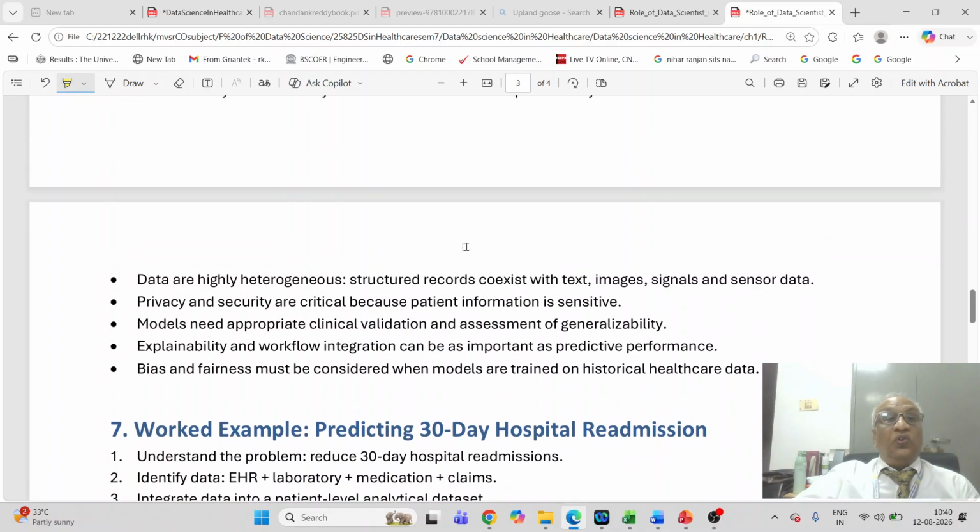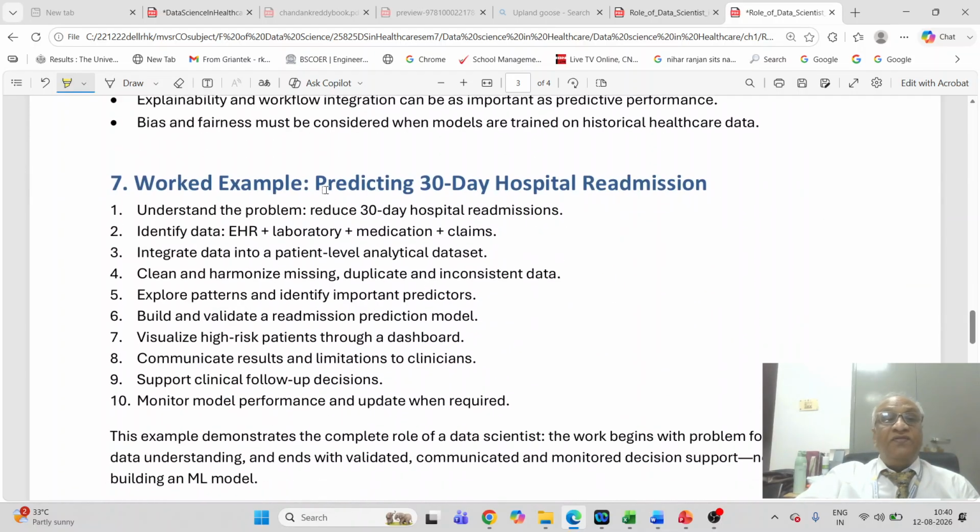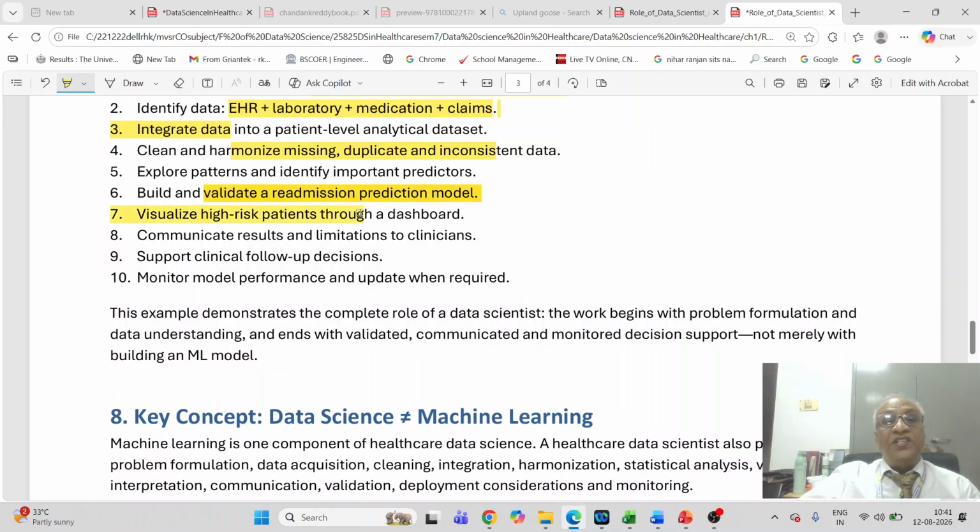So let us take one example here. Say we want to predict hospital readmission for a patient. So, what is the problem being given? We need to reduce the 30-day hospital readmissions. So for that, again, we need to identify the data, integrate the data, harmonize and clean the data, then build a readmission prediction model, visualize the high risk patient through a dashboard, communicate results and limitation to clinician, support clinical follow-up decisions.